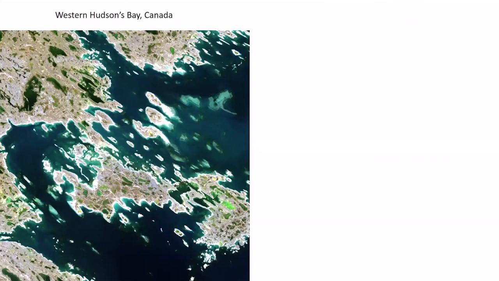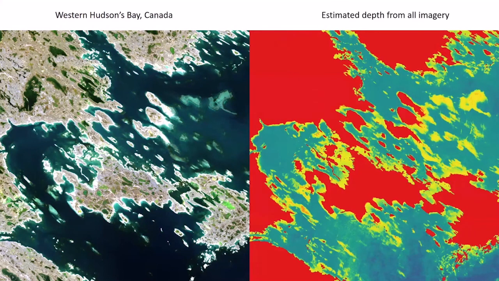Here I have another example. This one is from an area in Western Hudson Bay where you can see, just looking at the imagery, there's a lot of islands and a lot of shoals. This is not a high traffic area, but it's probably still worth figuring out where there's navigable water and where there isn't. So if you apply the workflow to this area, we get what we see on the right here.